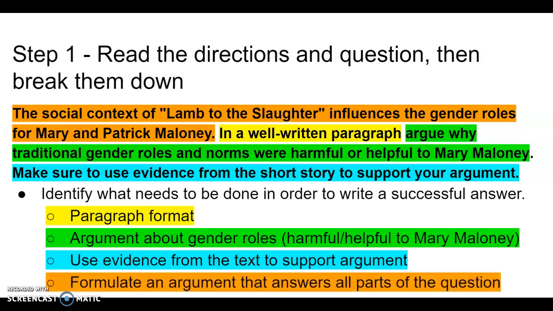And orange here brings up the important component of reading and breaking down the directions and questions so that I address all parts of the question. In this beginning statement, I see words like social context, and I see additional characters like Patrick Maloney mentioned. My answer should probably not just focus on Mary, but should make sure that I address Patrick, and I should make sure that I think about the social context of the 1950s in which Roald Dahl wrote and published this story.